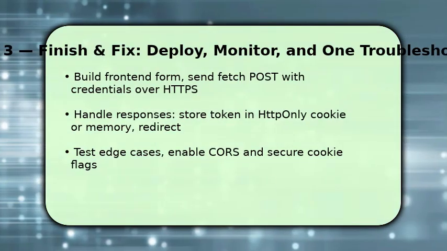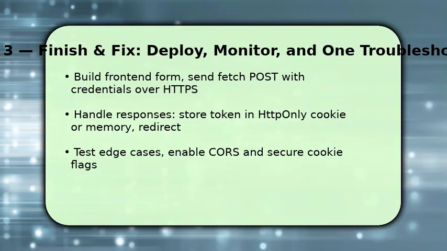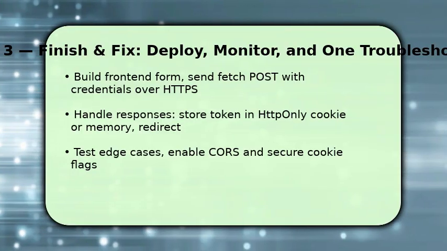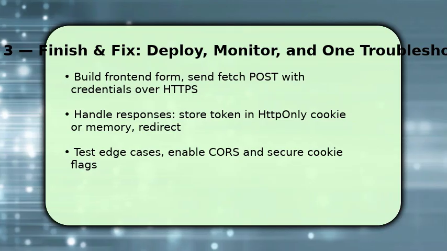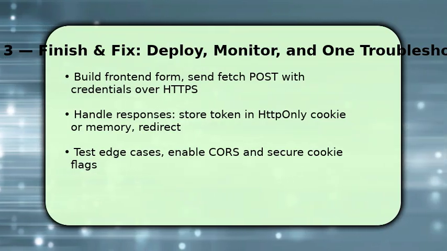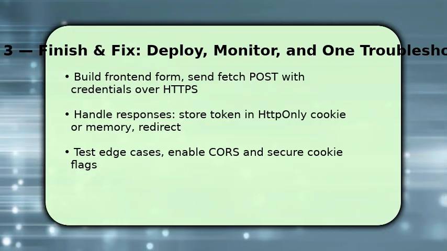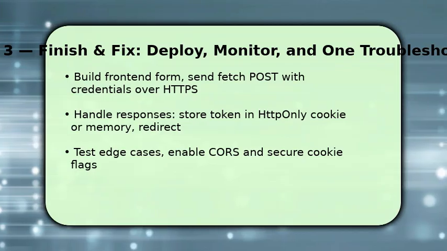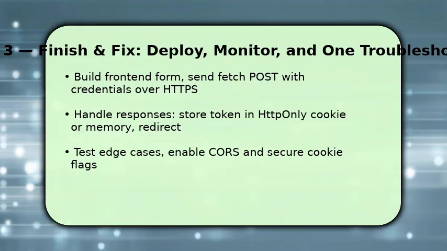On the front end, create a login form that sends credentials with fetch to your POST /login endpoint over HTTPS. Do not persist passwords. Once the backend responds with a token or session, store it securely. Prefer HTTP-only secure cookies, otherwise keep tokens in memory and avoid local storage. Then redirect the user to protected routes and include the token in authorization headers for API calls.